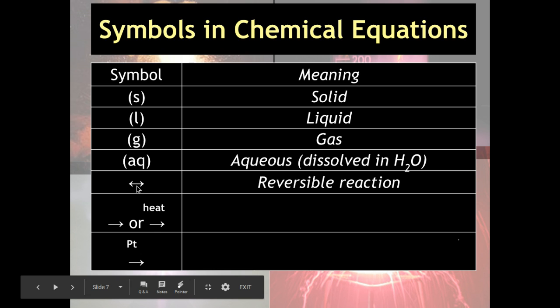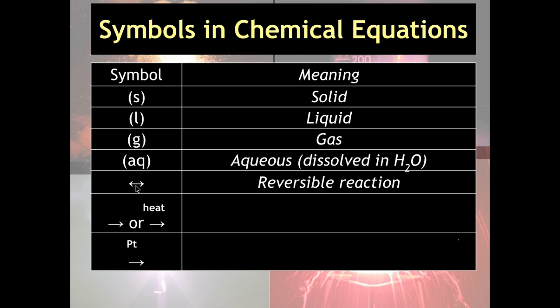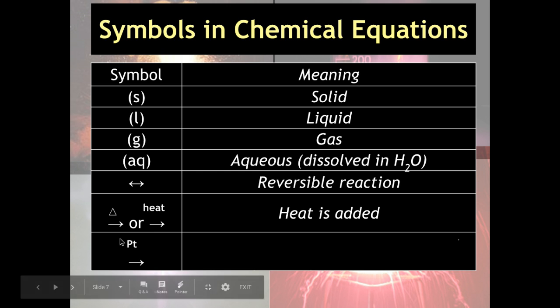So, reversible reactions. This arrow means reactants can go to products, and products can go to reactants. It goes both ways. And all equations can do that. In chemistry class, the majority of them are just going to go one direction, and we're going to leave it at that for high school.